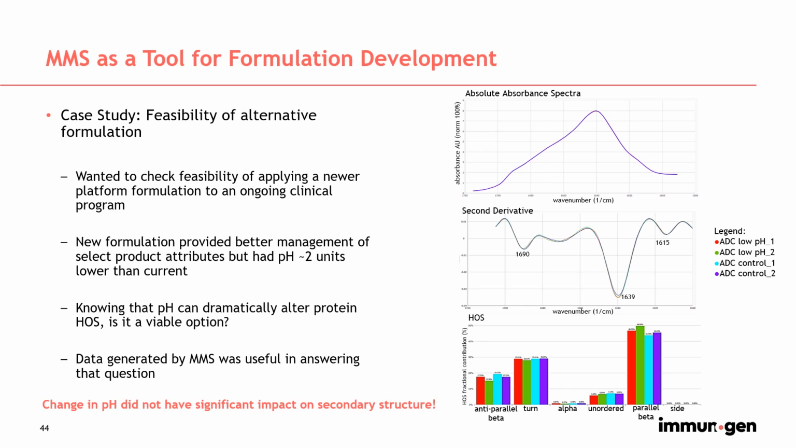So, the corresponding ADC and the other ADC that was buffer exchanged into the low pH formulation were analyzed using MMS, and as we can see from the absolute and the second derivative spectra, they were almost exactly overlapping with each other, which indicated good agreement between the secondary structures of the two samples. This was also reflected in the fractional contributions of the different components of the higher order structure, with the antiparallel and the parallel beta sheets being very comparable between the control sample and the ADC in the low pH formulation. So in this case, the data generated from MMS was very useful in answering the question whether an alternative formulation was feasible for the current program.